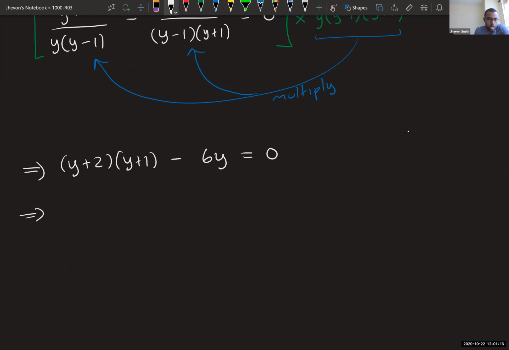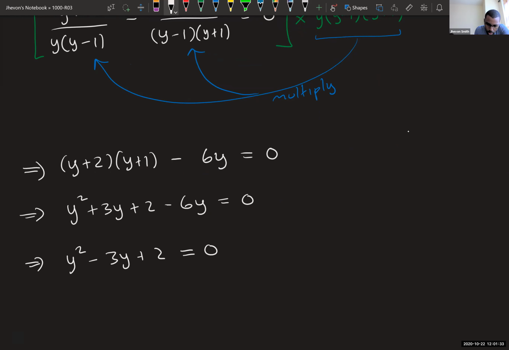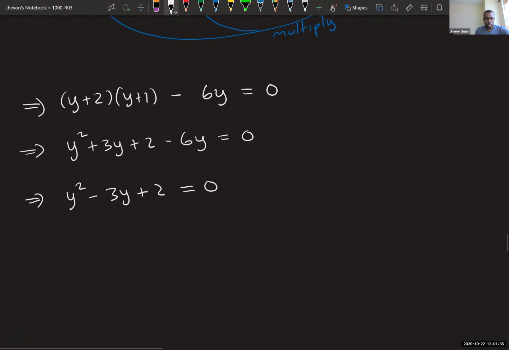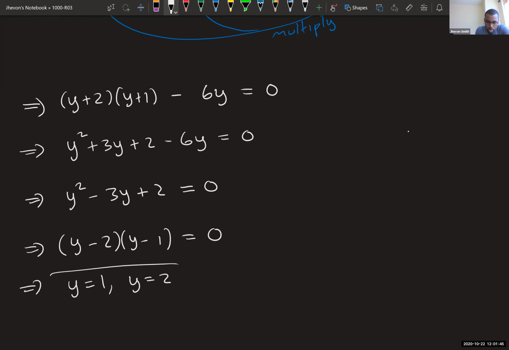Now this is just quadratic in disguise. We know how to deal with those. Expand everybody first and refactor. So this is going to be 3y plus 2 minus 6y equals 0. This is y squared minus 3y plus 2 equals 0. 2 and 1 would work. So y minus 2, y minus 1. So this means that my y is 1 or my y is 2.